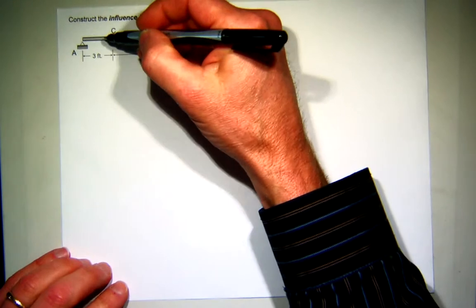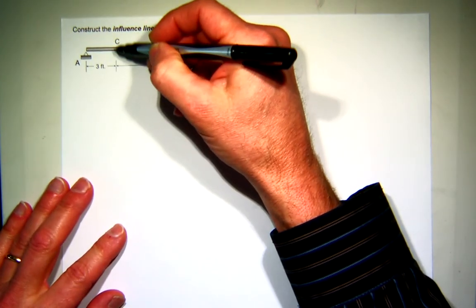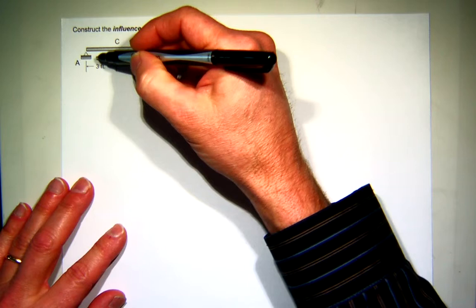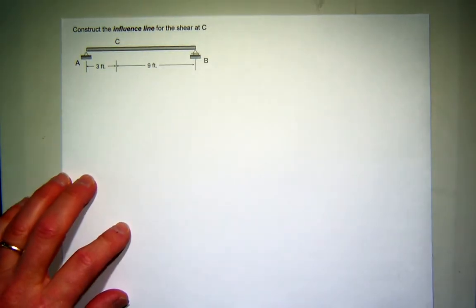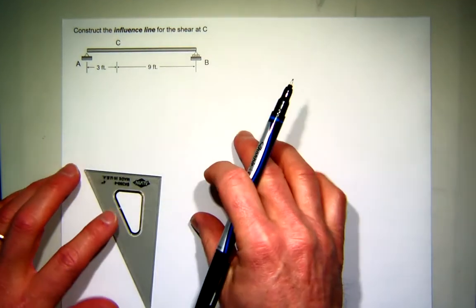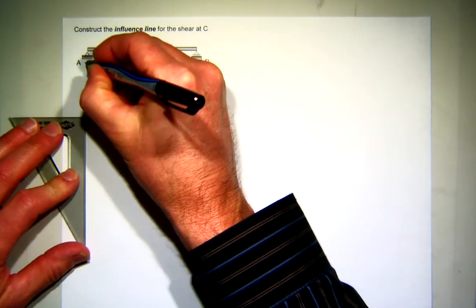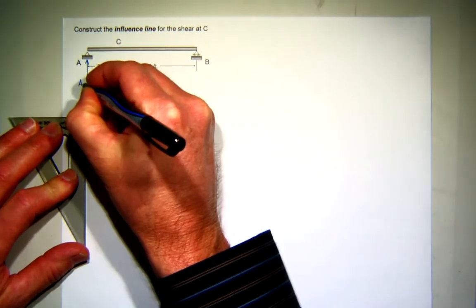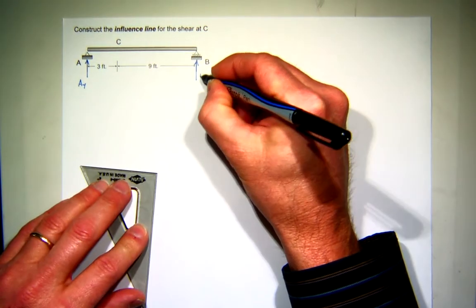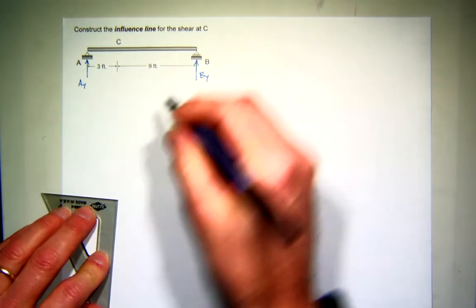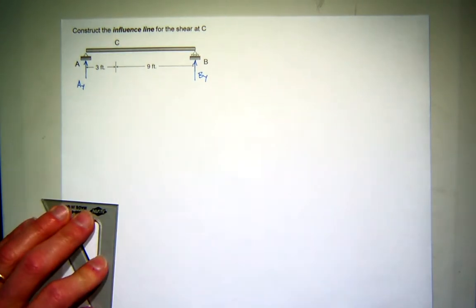Well, if I cut the structure here to find the shear at C, I can either work the left side or the right side. I'm just going to decide to work the left side. So if I do that, I'm going to need to have my reaction. So first thing we'll do is I'll come in and say, well, here's my reaction, AY, and I'll have one over here at BY also. So this problem is going to require me to first find the influence line for the reaction at A.